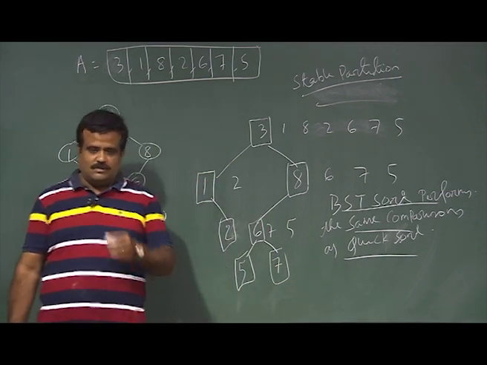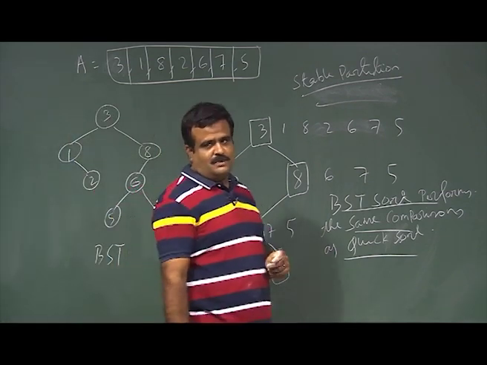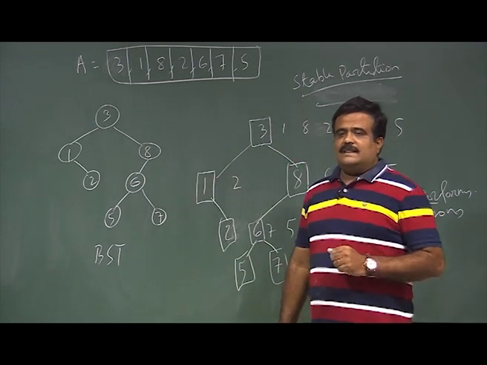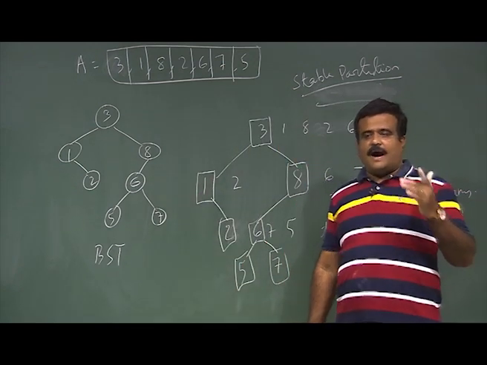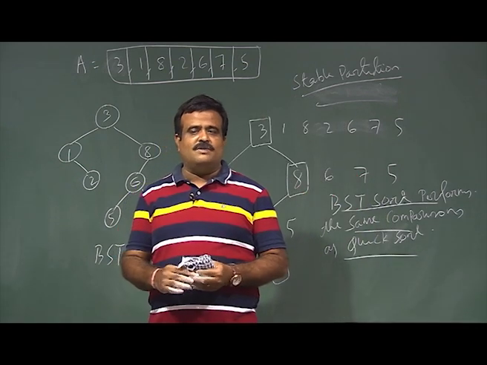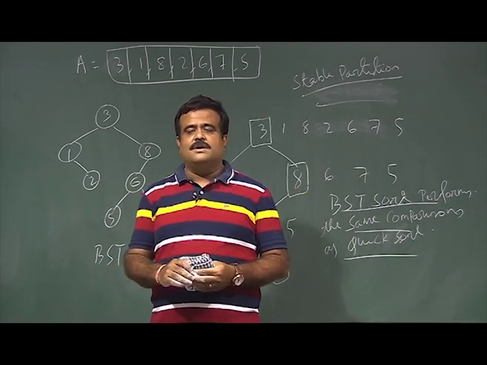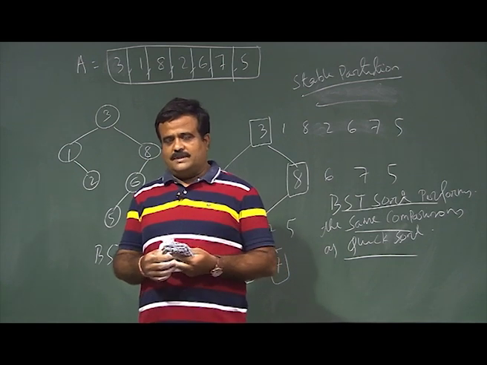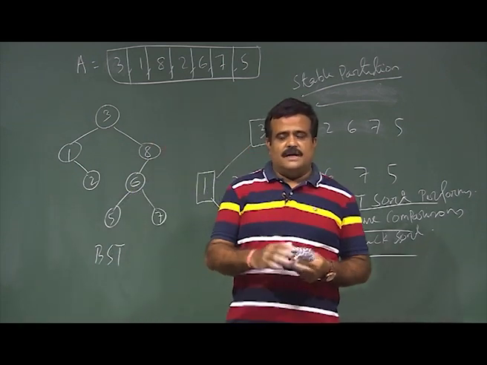So, in the next class we will talk about a randomized version of BST sort, and there we will see the height of the randomly built BST. The expected height we will see to be balanced, O(log n). That is what we will cover in the next class.